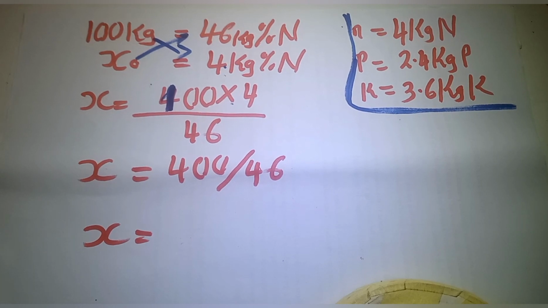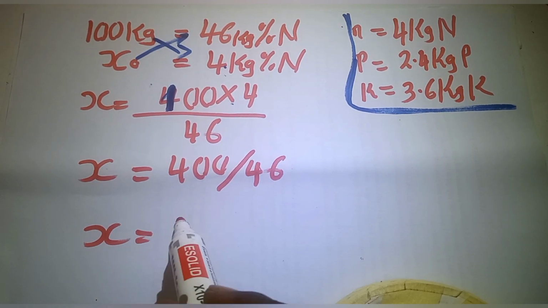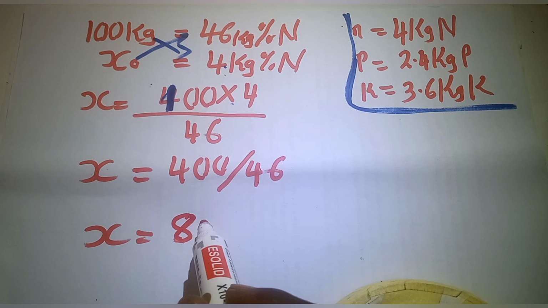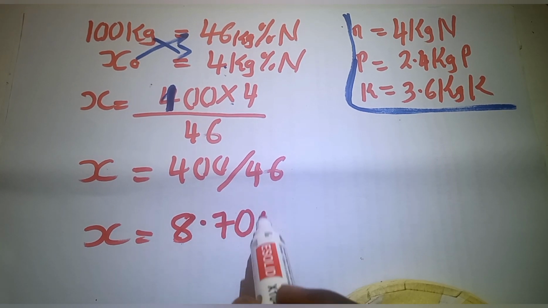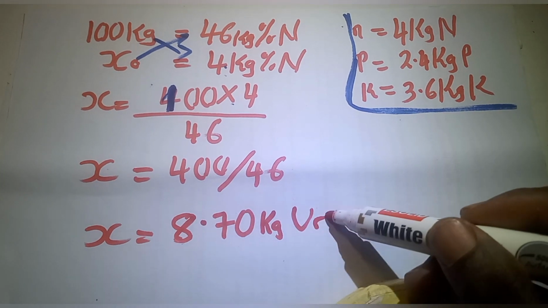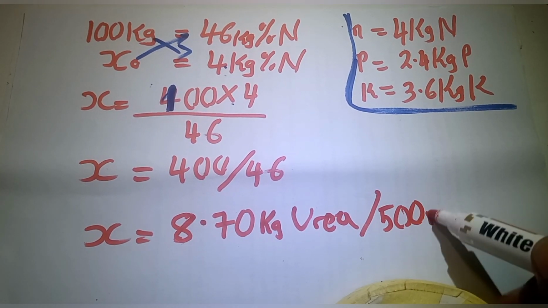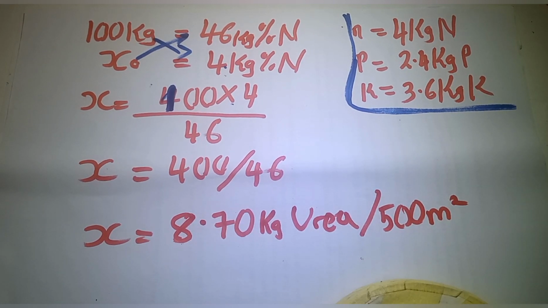That will give you 8.67, so let me put it as 8.7, or 8.70 kilograms of urea. It was per 500 square meters, as you know, that's the area. So this is the amount of urea that I'm going to be using, the amount of urea that I'm going to be blending.